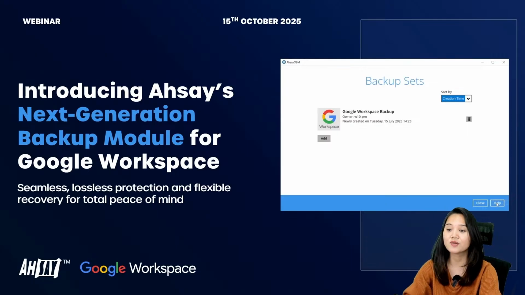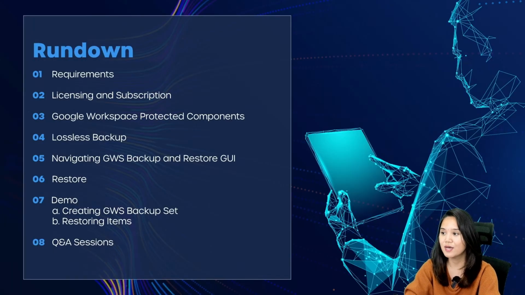So here's the rundown of what we'll be covering today. First, the requirements needed to run a Google Workspace backup. Second, licensing and subscriptions. Third, the Google Workspace components we protect. Fourth, Ahsay's unique lossless backup technology. Fifth, navigating the Google Workspace backup and restore GUI. Sixth, restore options. Seventh, demonstrations. And finally, we'll close with a Q&A session.